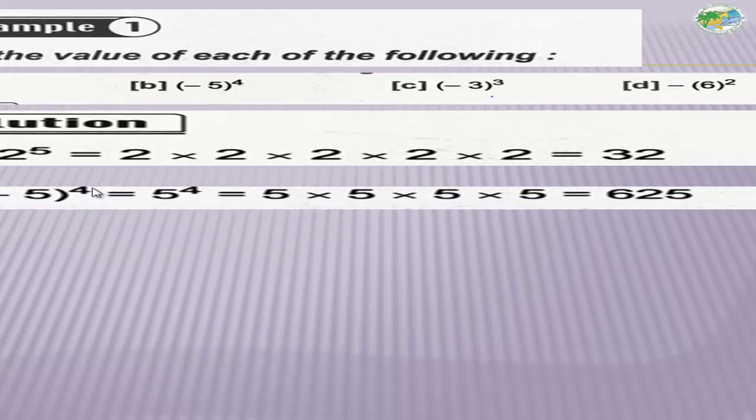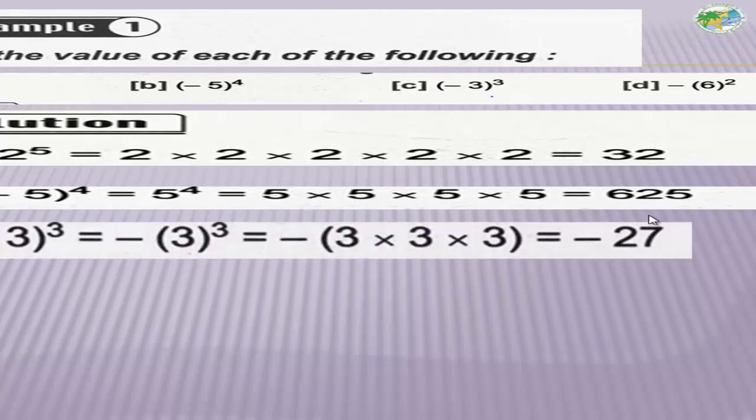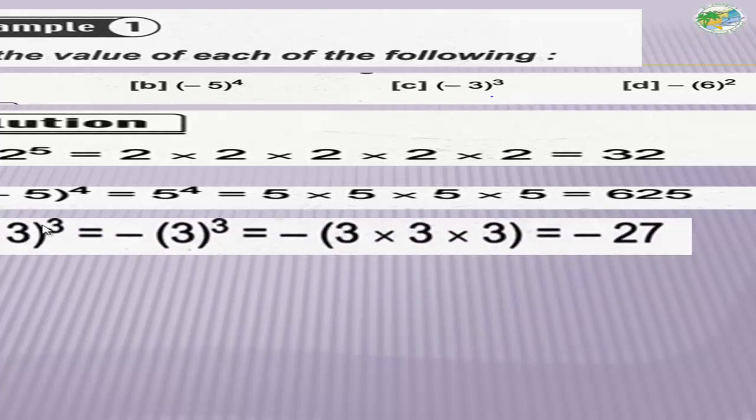Negative 5 power 4 means... sorry, when I have a negative inside the bracket and the power is an even number, we can remove the negative sign. Equal 5 times 5 times 5 times 5 equals 625. But if I have a negative and the power is an odd number, we write the negative sign outside the bracket.